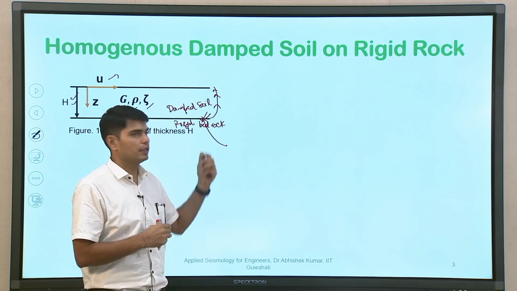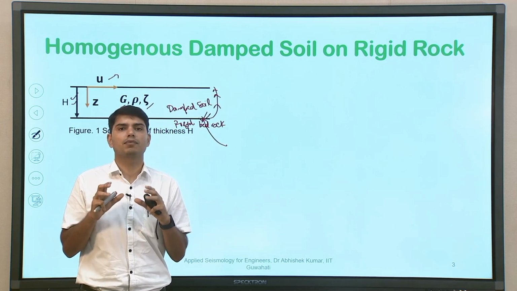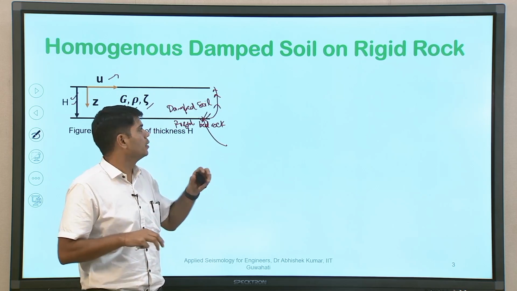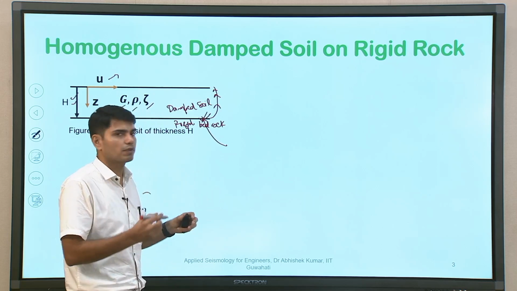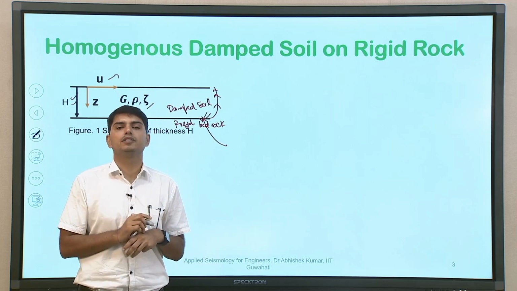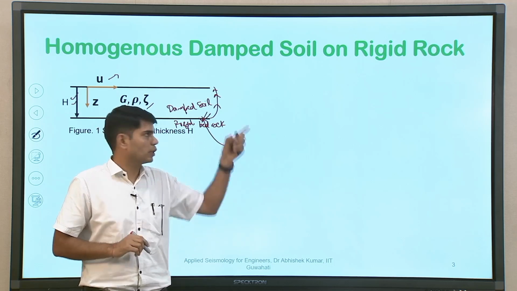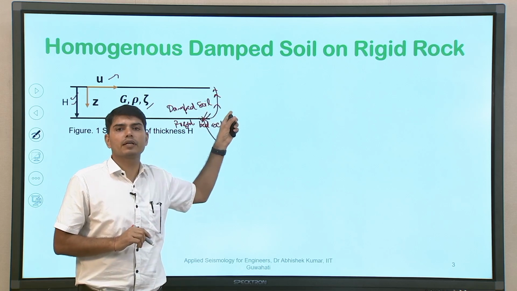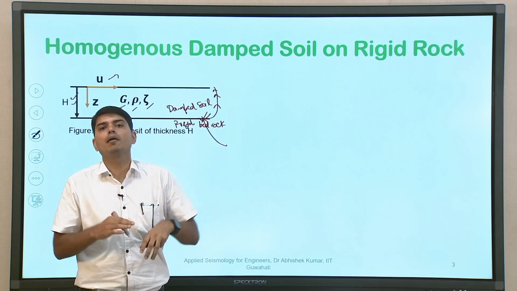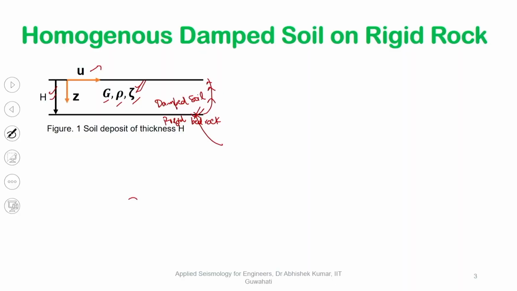The only difference between this particular case and the previous case is the functional form of the transfer function. In the previous case, the functional form of the transfer function depended only on the value of omega, thickness and shear modulus or shear velocity of the medium. In this case, because the medium also offers resistance from damping, there will be an additional component representing the damping ratio in the medium.